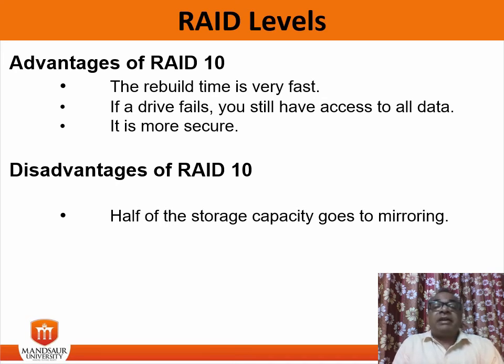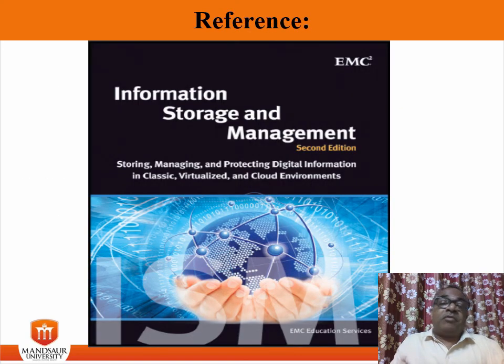Another is the disadvantages of RAID 10. The disadvantage is that half of the storage capacity goes to the mirroring. So compared to a large RAID 5 or RAID 6 array, this is an expensive way to have redundancy, because the effective capacity is only half of the total capacity. That's why this is the major disadvantage of this hybrid, that is RAID 10. This is all about RAID 10.